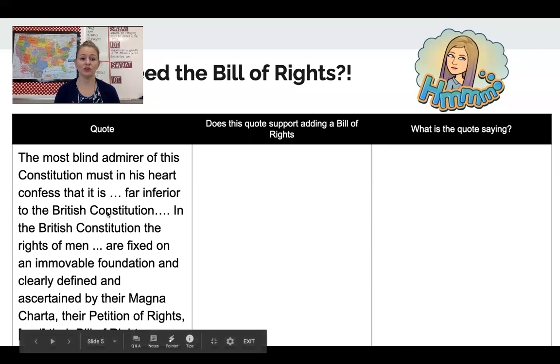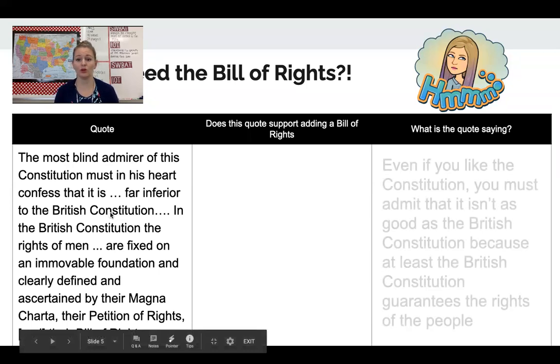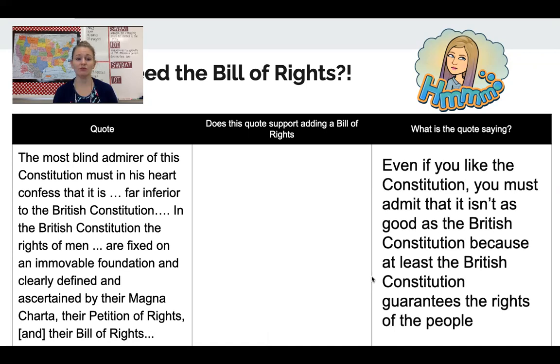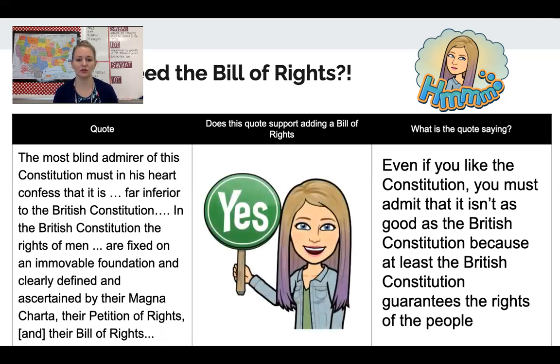So again, to make this quote a little bit easier to understand, what we're looking at here is they're saying, listen, even if you like the Constitution for the United States, you have to admit that it isn't as good as the British Constitution, because at least the British Constitution is going to be guaranteeing rights to the people. We're not doing that in the US Constitution. And remember, these are people who are not supportive of the British government, but they're saying, listen, we're creating a constitution that isn't even as good as the one that we had given up, because at least then our rights were written down. So this is most certainly going to continue to support adding a Bill of Rights to the Constitution. Let's look at the next one.